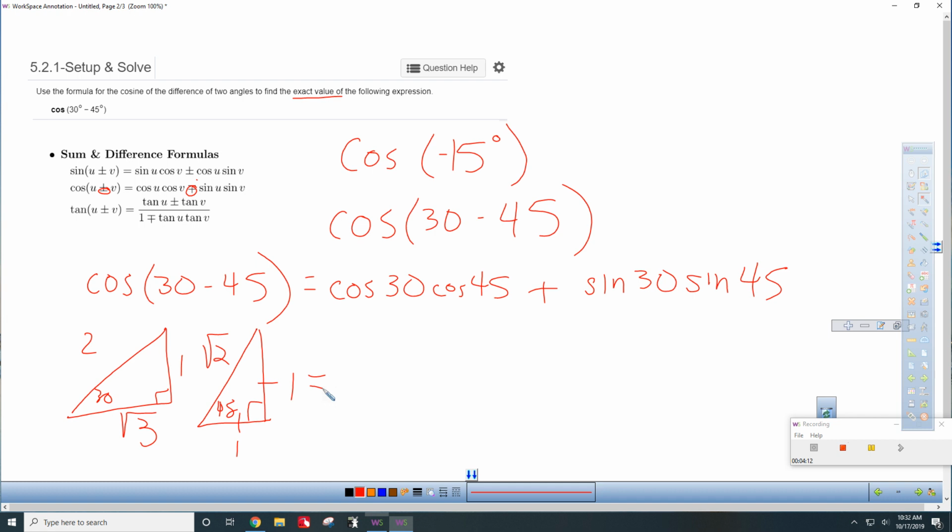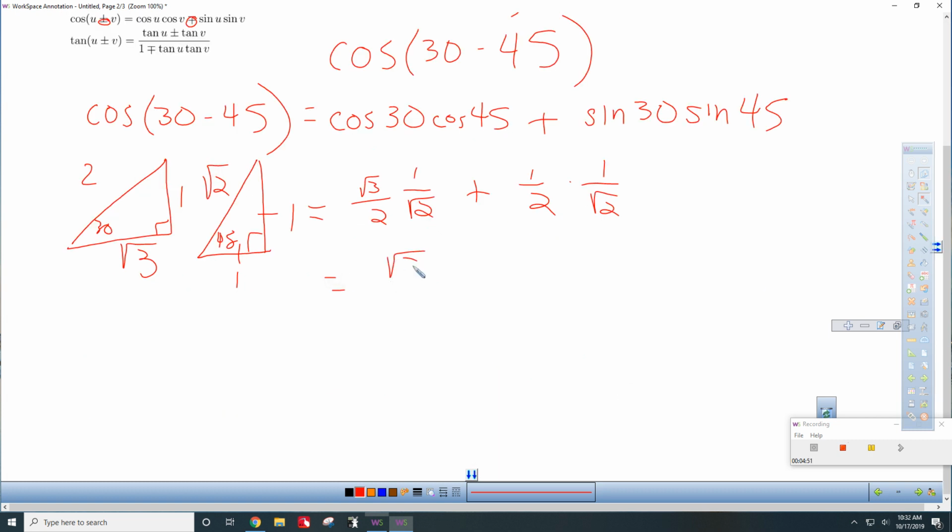So, what is the cosine of 30? Adjacent over hypotenuse, so this is radical 3 over 2. What is the cosine of 45? It's 1 over radical 2. Plus, what is the sine of 30? That's 1/2 times, what is the sine of 45? That is also 1 over radical 2. Okay? So, you get radical 3 over 2 radical 2 plus 1 over 2 radical 2. The denominators are common, so we can just write that as radical 3 plus 1 over 2 radical 2.